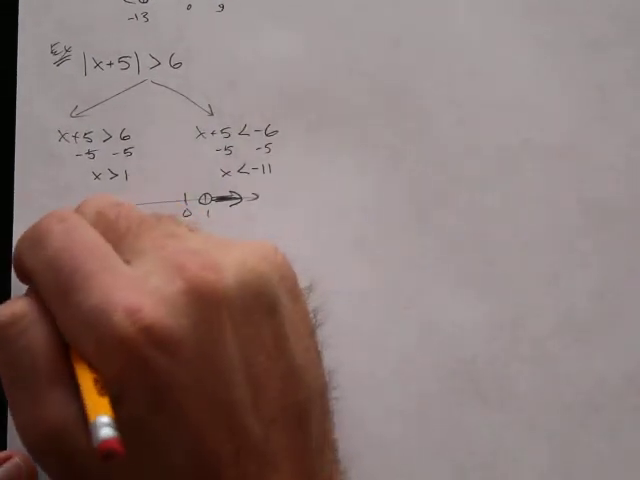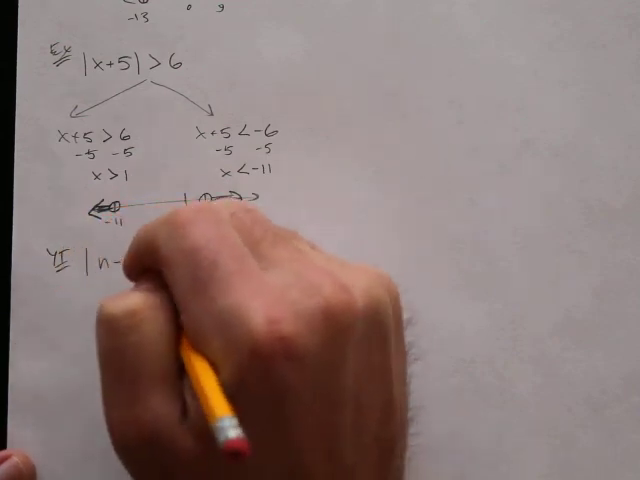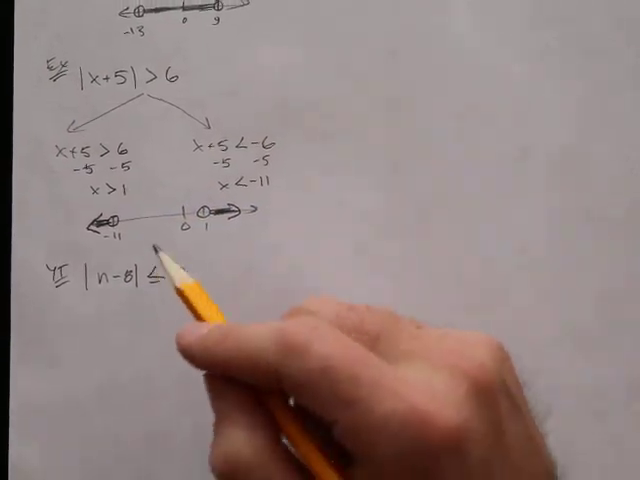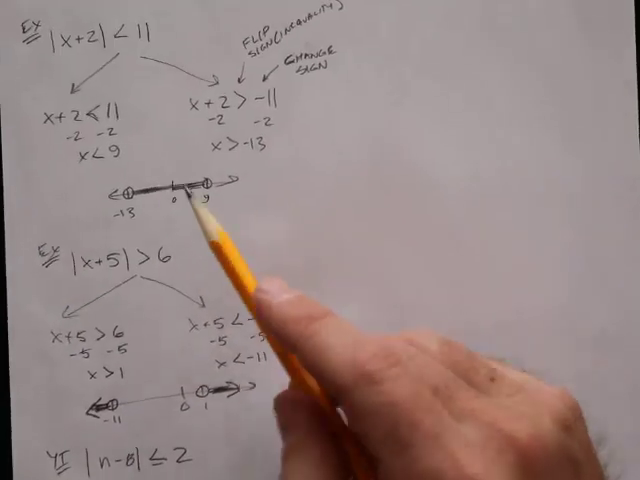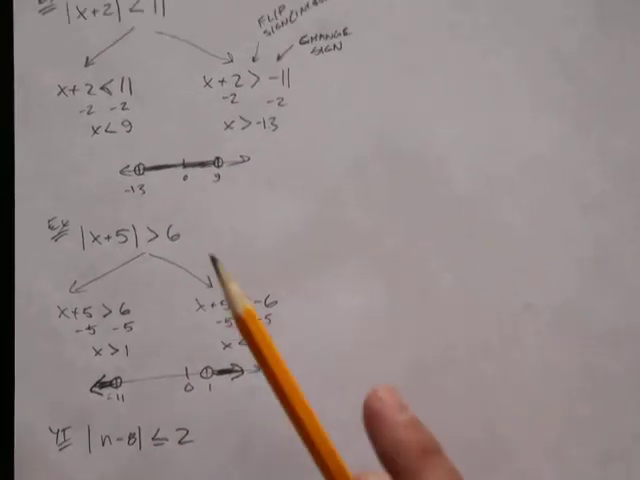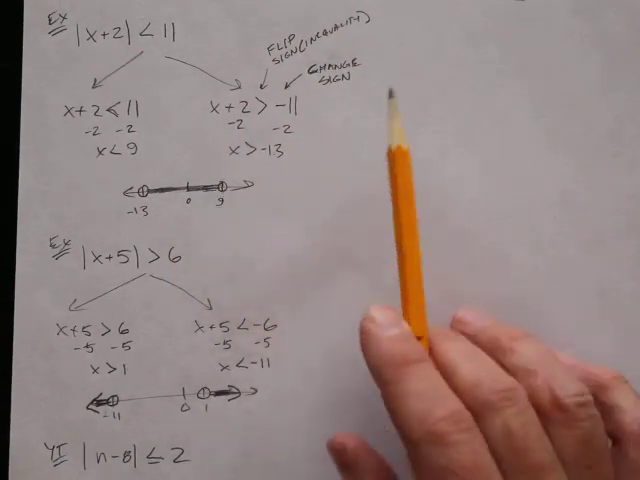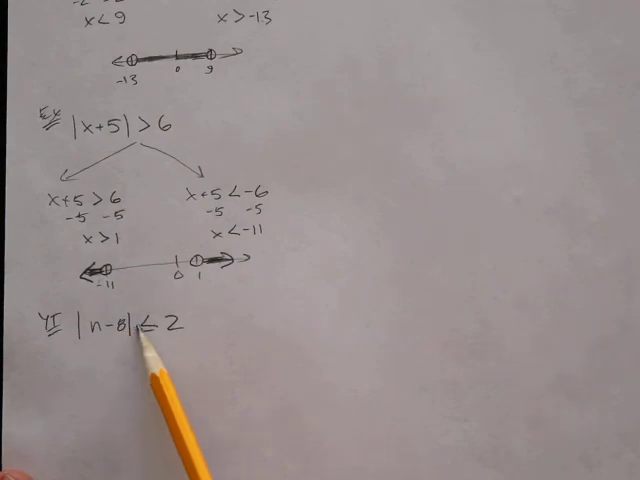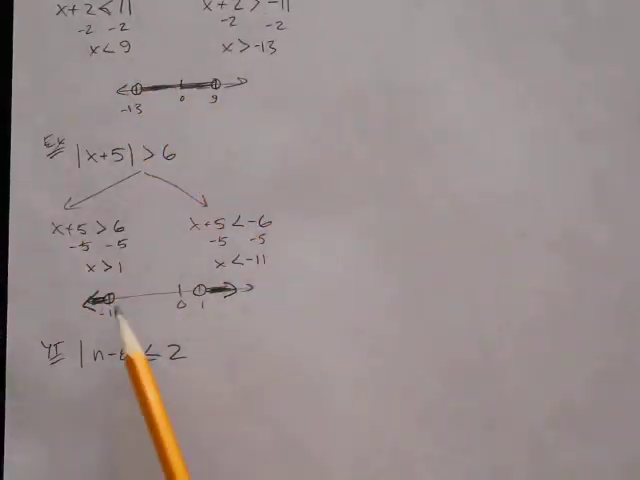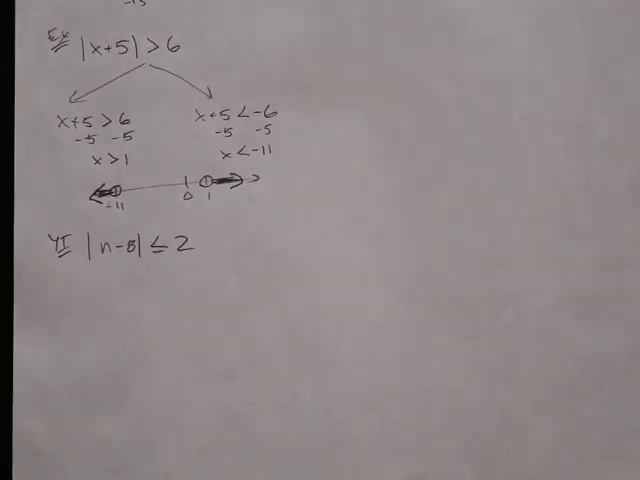You try. Absolute value of n minus 8 is less than or equal to 2. So before you get started, this is less than. So is this going to be AND like this or like this? Notice how this one is less than, and it became an AND situation. So this is going to be AND, meaning it's going to connect in the middle like that instead of going off in both directions. All right. Go ahead and pause and get to work on this one.